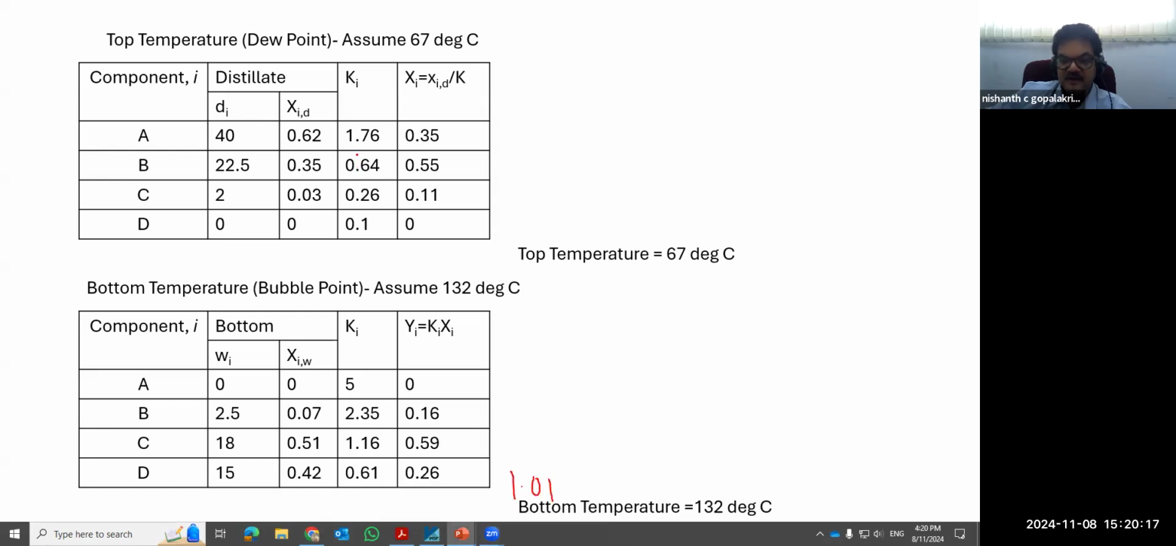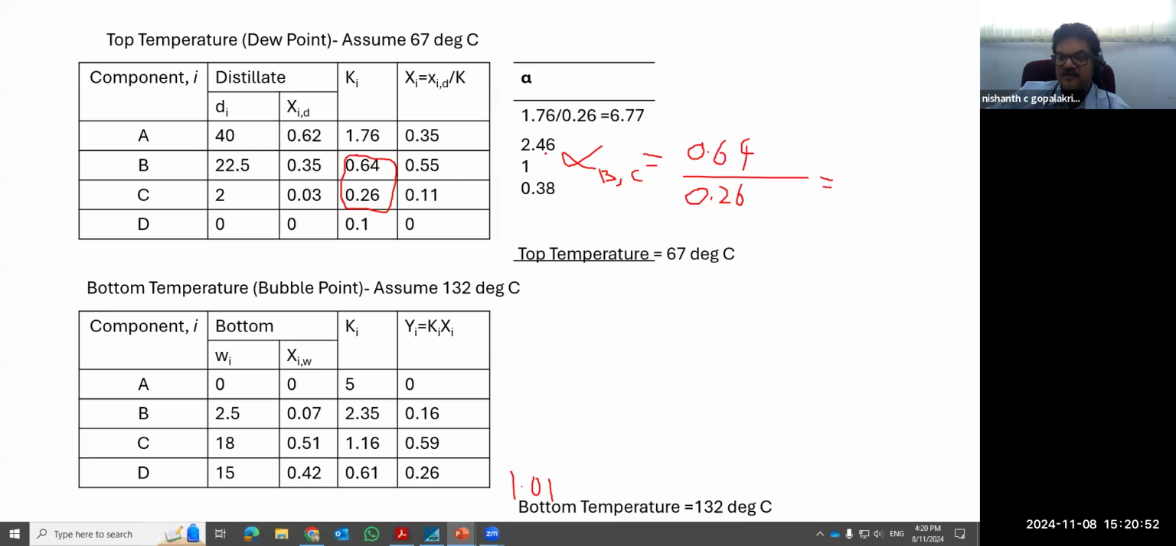So here, what I want is to see how volatile B is with respect to C, right? So that means the alpha between B and C is, so B's K value is 0.64, right? And C's K value is 0.26. So it should be somewhere around 2.26, right? So based on this, this is the relative volatility between B and C at the distillate.